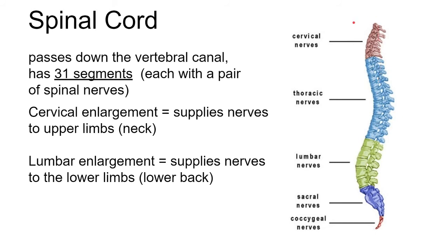There is an enlargement up here at the top that allows the nerves to enter in and supplies the nerves to your upper limbs and your neck area. So the nerves that control your arms are located further up here versus ones that are going to control your lower limbs, which are going to be further down. The lumbar enlargement supplies nerves to your lower limbs and your lower back, so that's going to be down here.